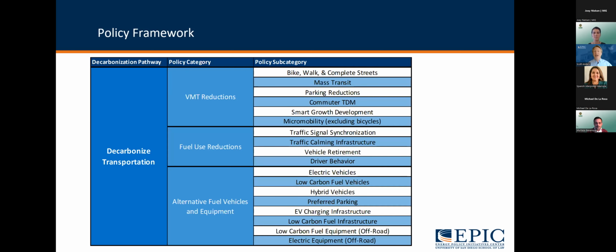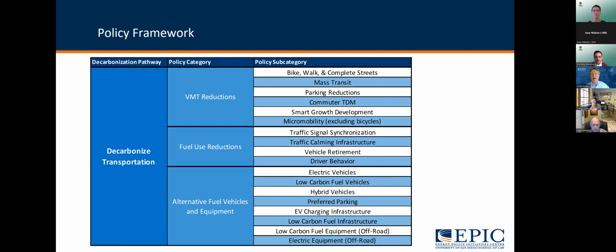We have a detailed breakdown like this for the other 3 decarbonization pathways for buildings, electricity, and natural climate solutions. And this framework serves as the basic structure for our analysis and our report. And it also could help serve as a general framework for a climate action plan.